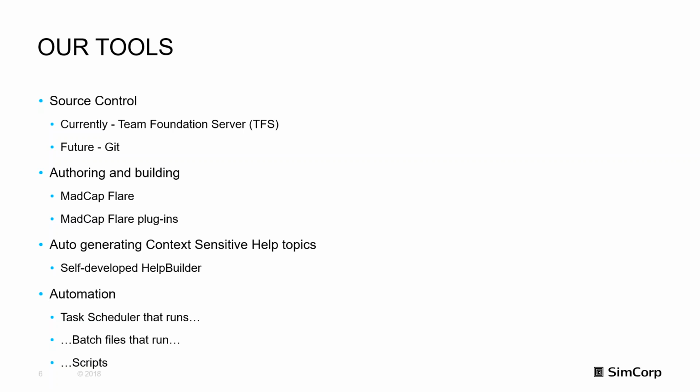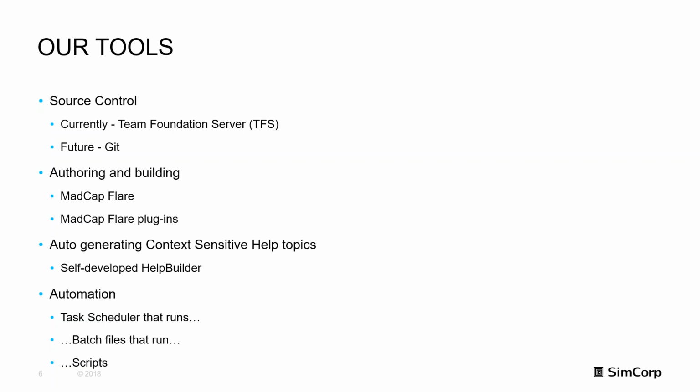For authoring and for building, we obviously use MadCap Flare, and we also use some MadCap Flare plugins that I'll describe a little bit later. And we use a self-developed tool, we call it the Help Builder or the Help Engine. That is the tool that will auto-generate 450,000+ context-sensitive help topics. It doesn't auto-generate the content that is developed by tech writers, but it does do some magic so that we don't have to maintain everything in 450,000 HTML files. And I'll go into more details a little bit later.